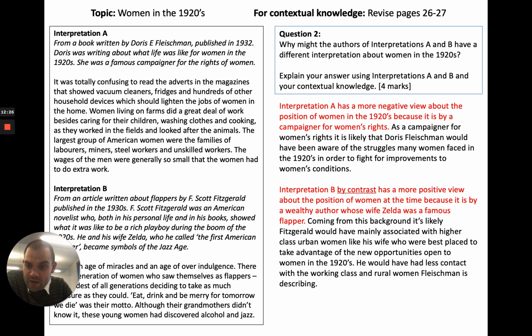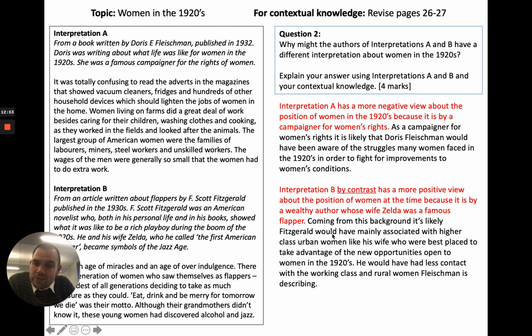Okay, so his wife's a flapper. He's from an upper class background. So what? Why does that change his interpretation compared to Fleischmann? Right. Coming from this background, it's likely Fitzgerald would have mainly associated with higher class urban women, like his wife, who were best placed to take advantage of the new opportunities open to women in the 1920s. He would have had less contact with the working class and rural women Fleischmann is describing.